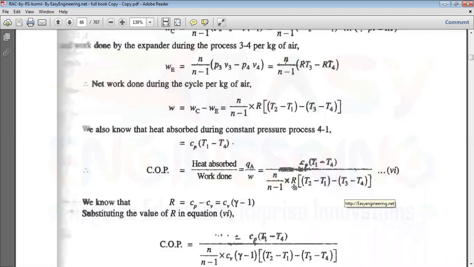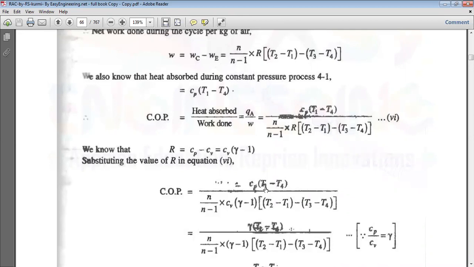R is equal to Cp minus Cv. Cp by Cv is called gamma, or Cp is gamma Cv. Therefore, I am writing Cp as gamma Cv, and taking Cv as a common factor, Cv into (gamma minus 1). Substituting Cp with gamma Cv and taking Cv as a common factor, I get Cv into (gamma minus 1). Instead of R, I can substitute Cv into (gamma minus 1).